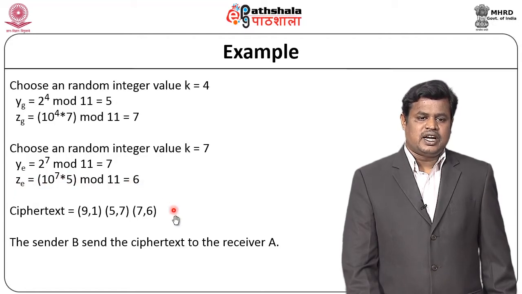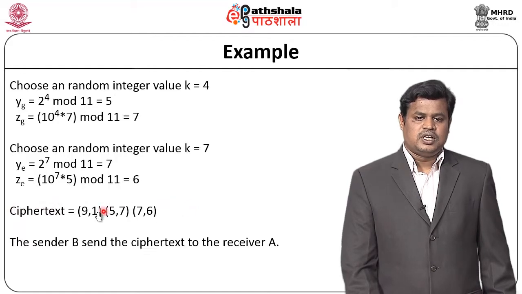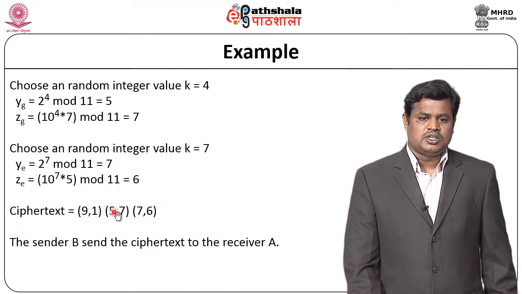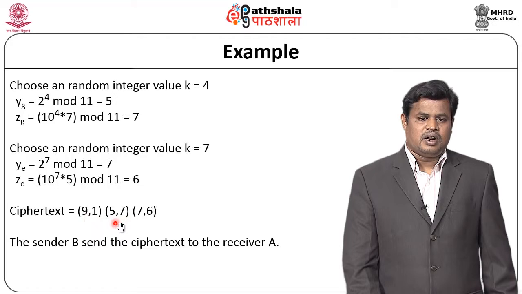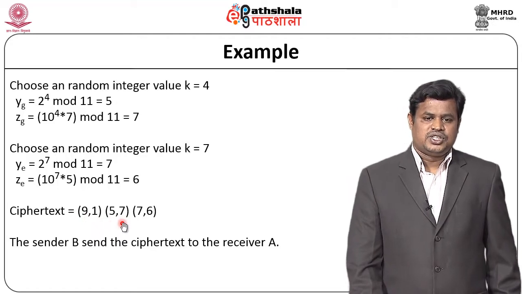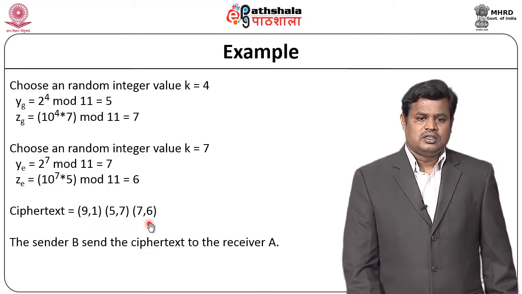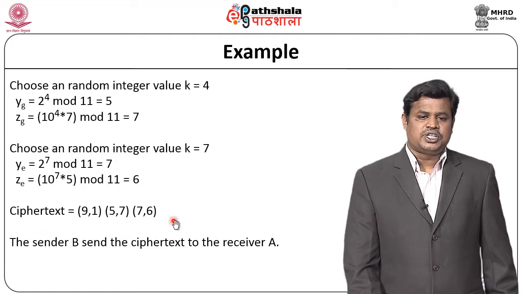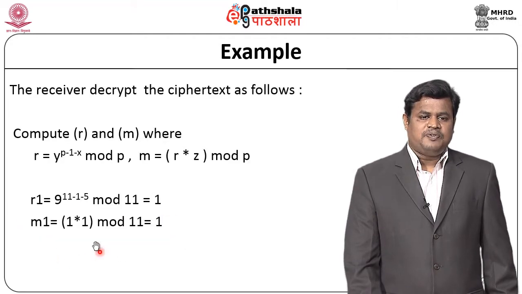Now Alice is ready with 3 sets of ciphertexts: C1 C2, C1 C2, C1 C2. For the first letter A it is 9, 1, for the second letter, G, it is 5, 7, and for the third letter, E, it is 7, 6. Now she is going to send this information to Bob. After receiving that, they go for the decryption process of the ciphertext as follows.